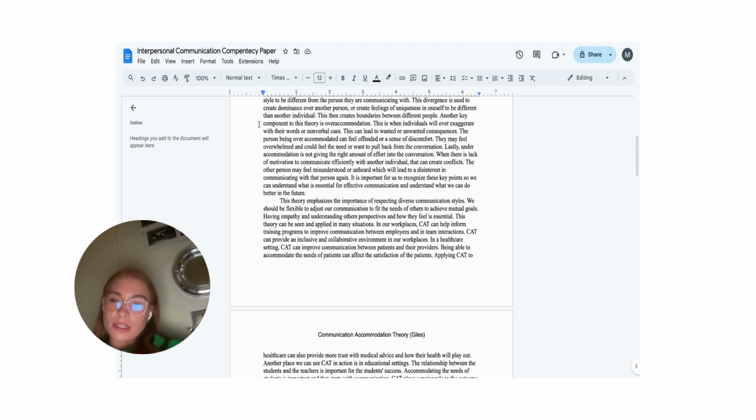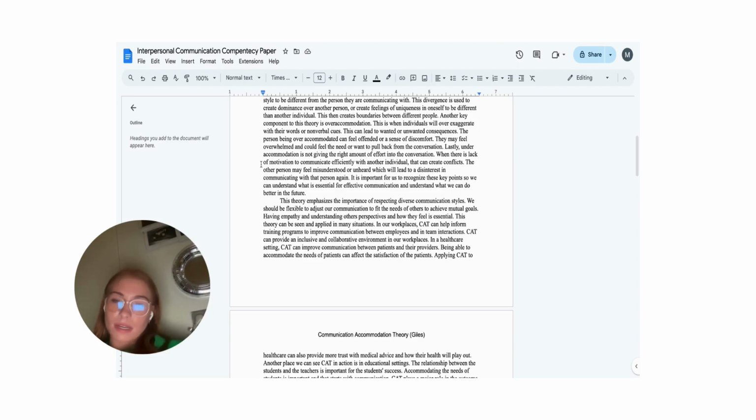Another key component to this theory is over accommodation. This is when individuals will over exaggerate with their words or nonverbal cues. This can lead to wanted or unwanted consequences. The person being over accommodated can feel offended or a sense of discomfort. They may feel overwhelmed and could feel the need or want to pull back from the conversation.